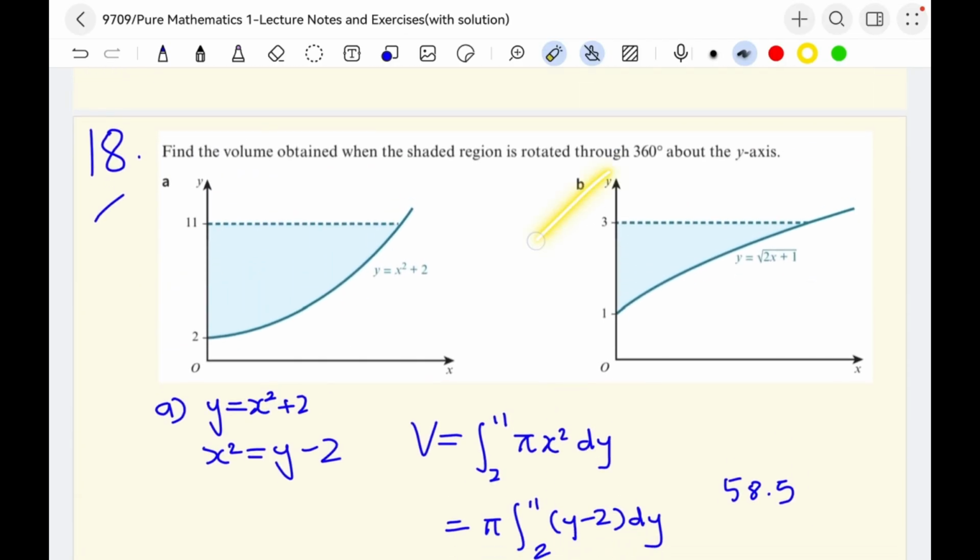For B, I want you to try it out by yourself. If you have any questions, just feel free to ask me without hesitation. So we have ended the discussion for this question. Now let's move on to the next question.